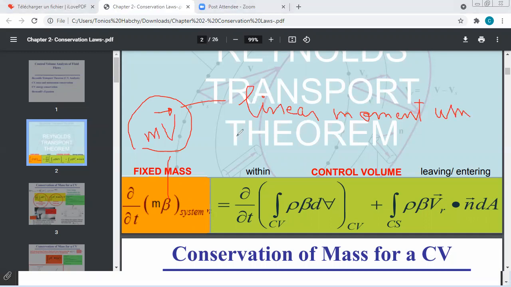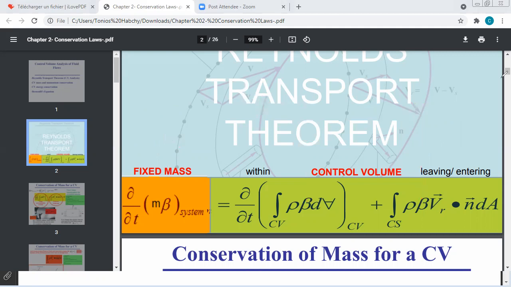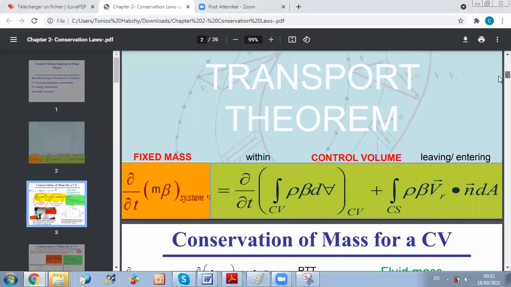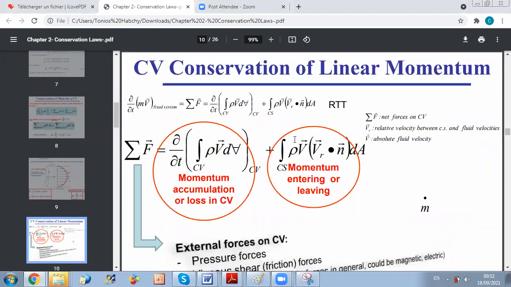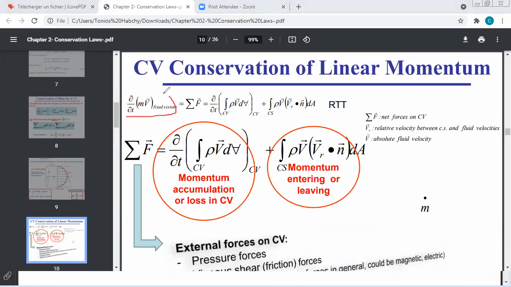So I should determine how the linear momentum of my system is varying with respect to time. This is the purpose of my equation. Now if I replace beta everywhere by the v vector, let us analyze the terms that we will obtain. Here beta also is v. Let us see what each term represents. First, this is del by del t of mv of the fixed system. This is the variation of linear momentum.